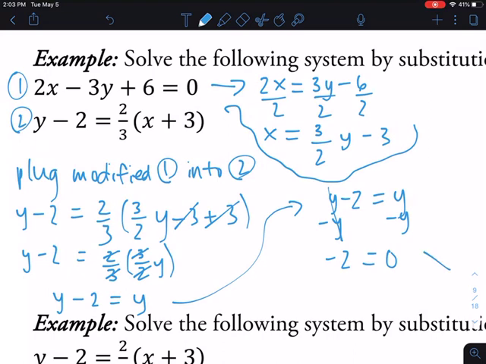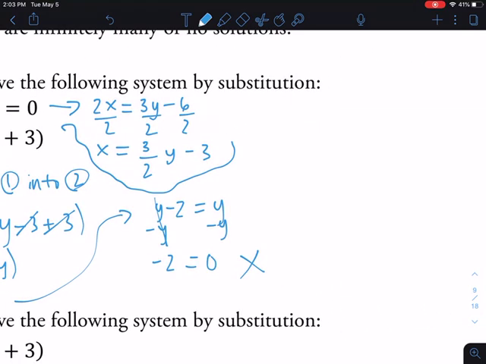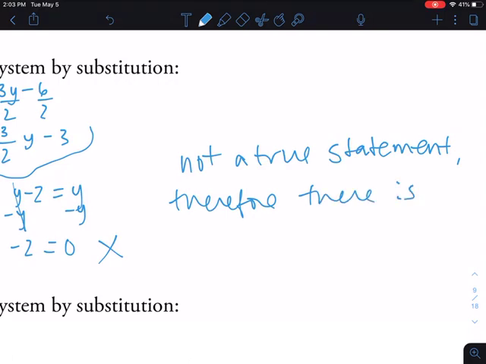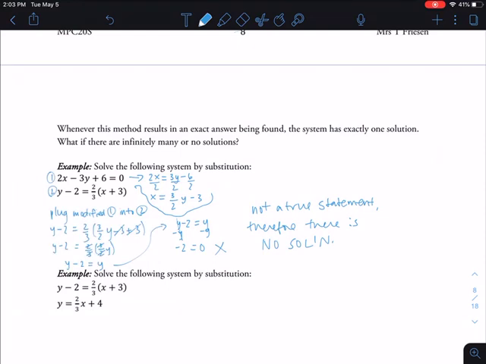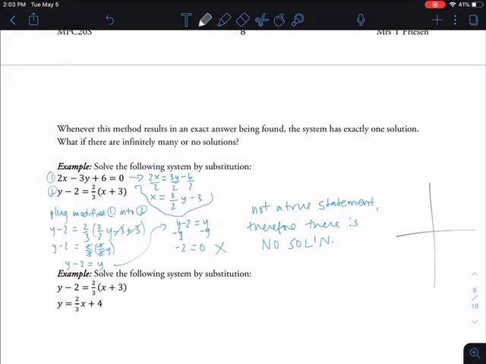And so that is a very false statement, right? Negative 2 cannot be equal to 0. That's not a true statement. And so we are going to write that over here, not a true, let's see if I have space. Yes, I do. Statement. Therefore, there is no solution.